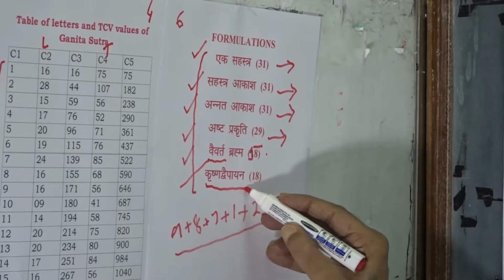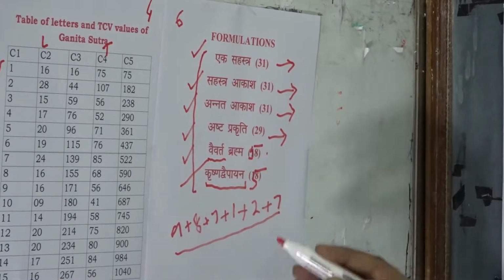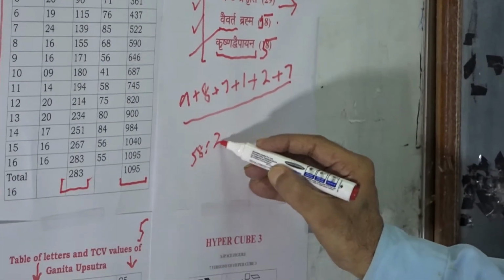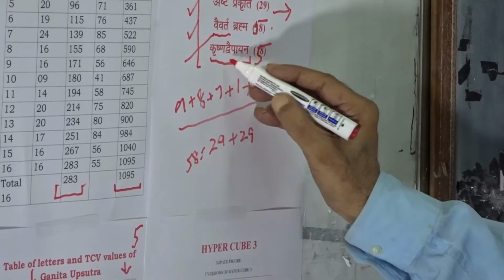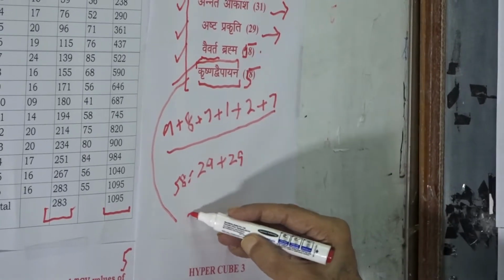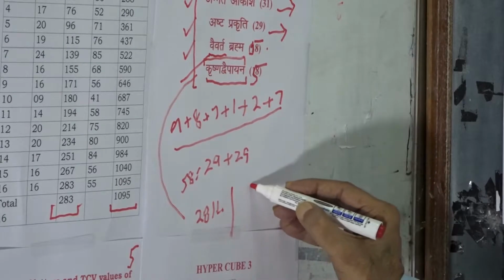Likewise, Krishna Dopaya is the formulation which leads us to value 58. 58 we know is equal to 29 plus 29. This formulation, Krishna Dopaya, is the 28th transcendental designation of Vyas.